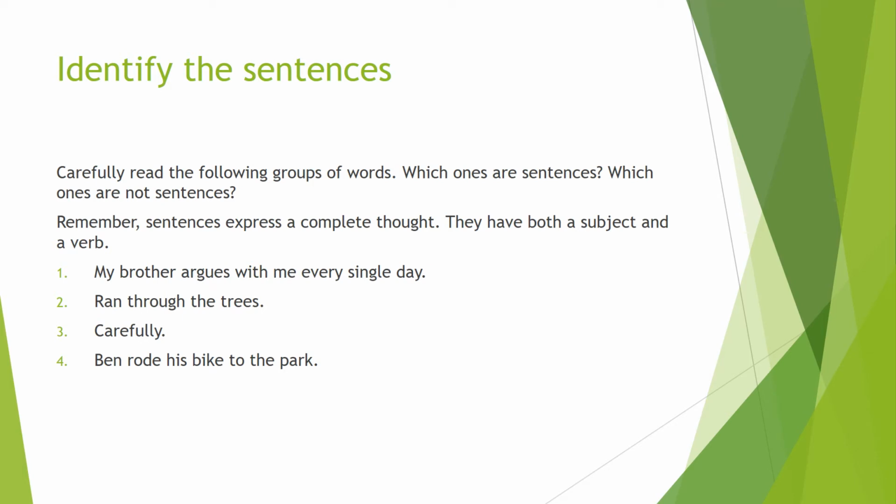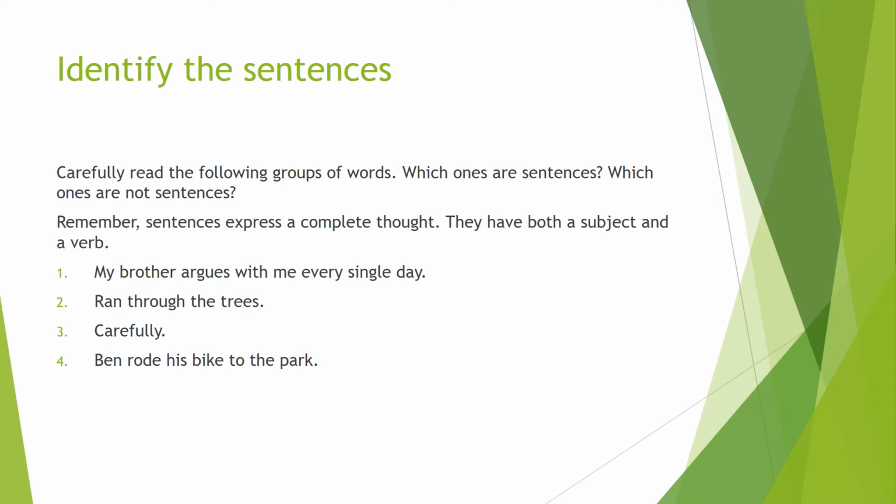Okay, so let's have a look now. We're going to identify the sentences. Carefully read the following groups of words. We're going to work out which ones are sentences and which ones are not sentences. So remember, sentences express a complete thought. They have both a subject and a verb. So having a look at the first one: my brother argues with me every single day. Is that a complete thought? Does it have a subject? Does it have a verb?